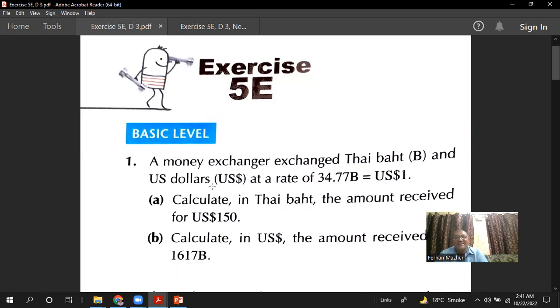So let's start. This is exercise 5E from the book D3, New Syllabus Mathematics 7th edition, which is published by the Oxford University Press. So the exercise is coming in front of you, 5E. Question number 1.